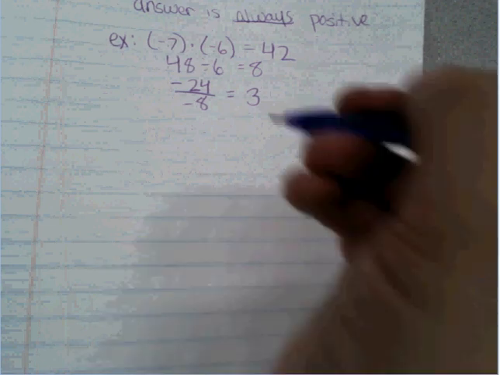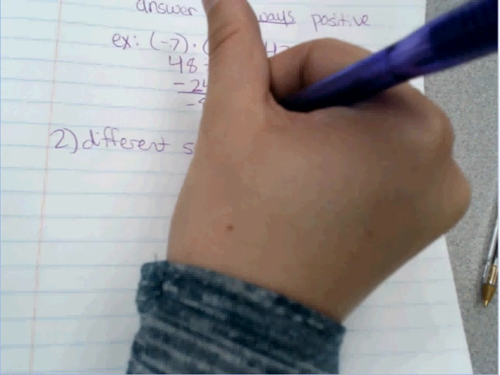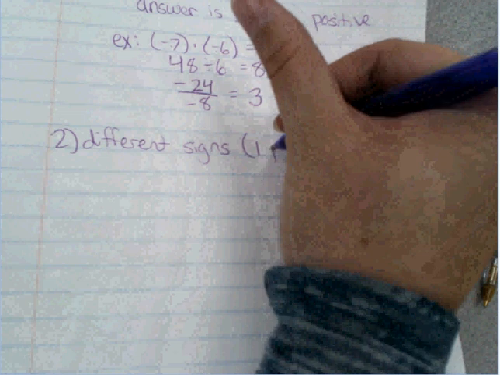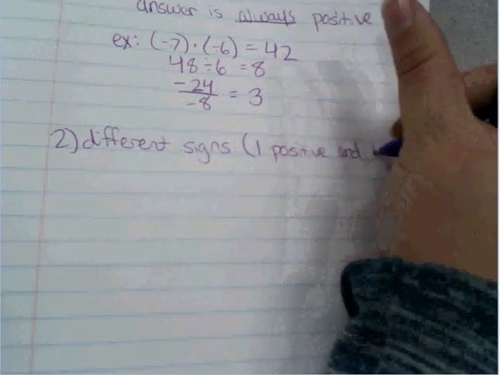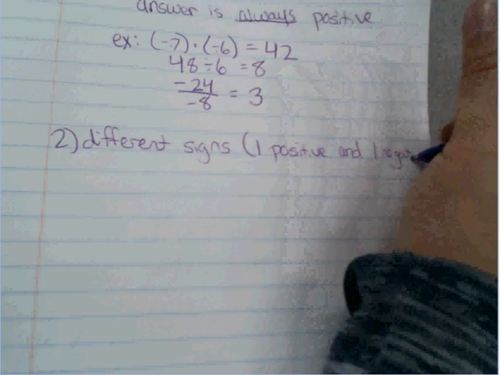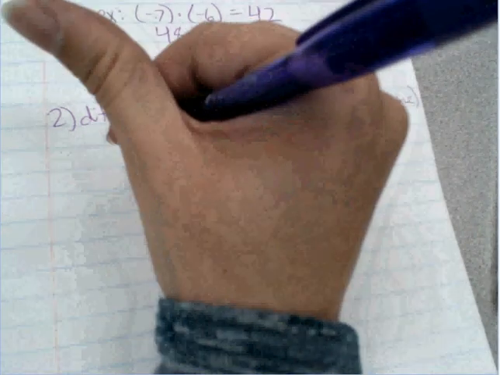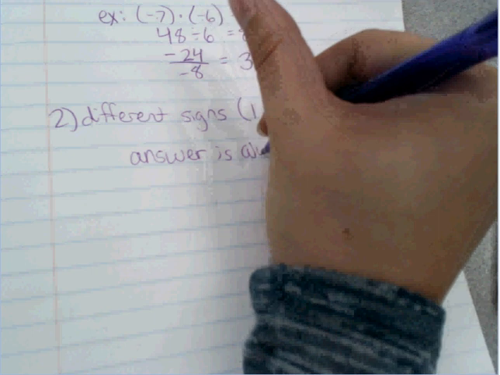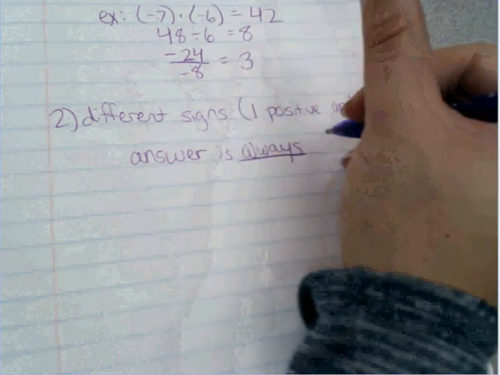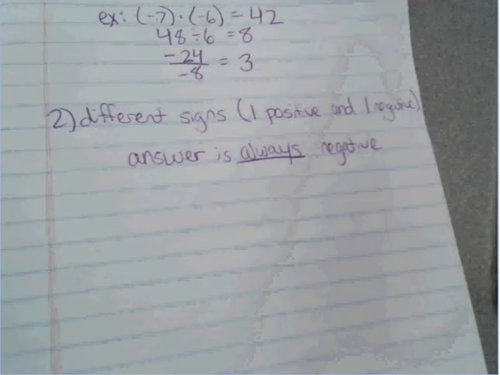The second case we have is if they're different signs. So you have 1 positive and 1 negative number. And with this one, the answer is always negative. Always negative. It doesn't matter which one's larger. Like when we add and subtract, it's just always negative if they're different signs.